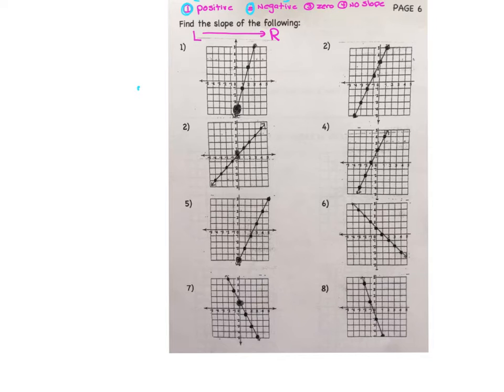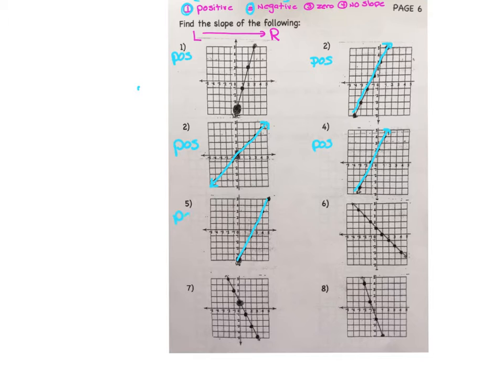Let's start with number 1. Number 1 goes uphill. That's going to be a positive slope. Number 2 also runs uphill. So that's positive. Number 3, which I know is marked number 2, but it's supposed to be 3. That's positive, running uphill. Number 4, also going uphill. And you know what? So is number 5.